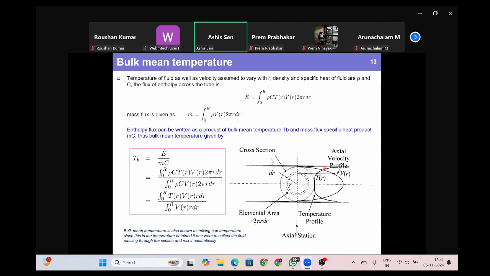The velocity profile is typically parabolic, 0 at the walls and maximum at the center of the tube. The temperature profile is basically inverted. If it is a hot fluid, temperature will be higher in the middle and cooler at the walls. If the tube is heated, the temperature will be higher at the walls and lower in the middle. So the temperature profile and the velocity profile look inverted.